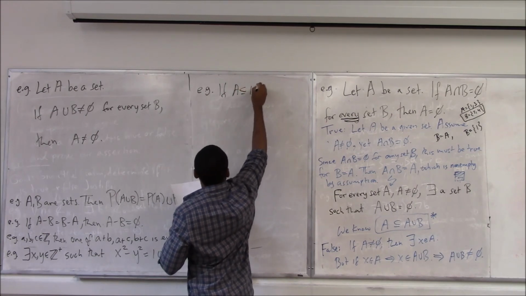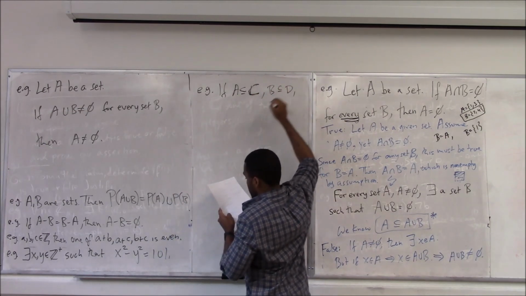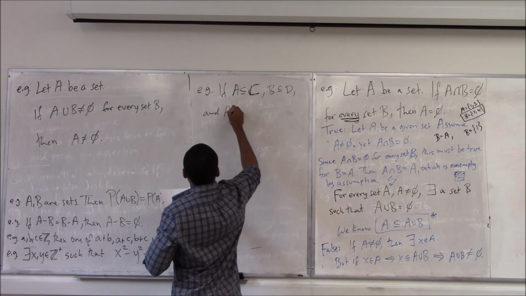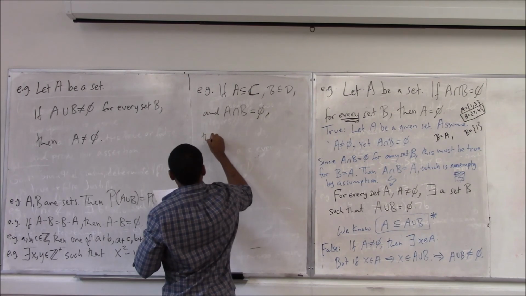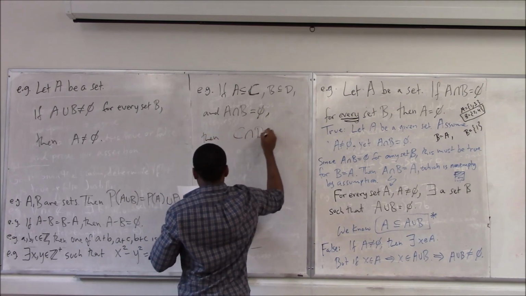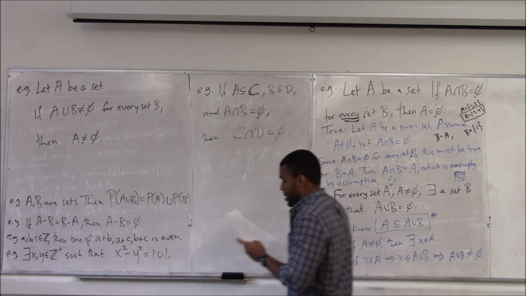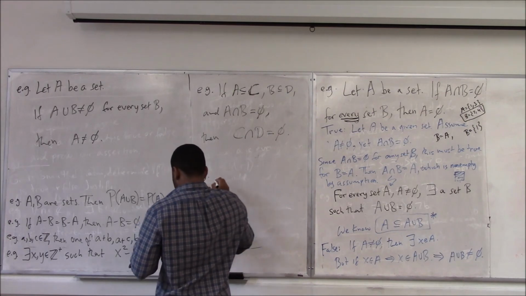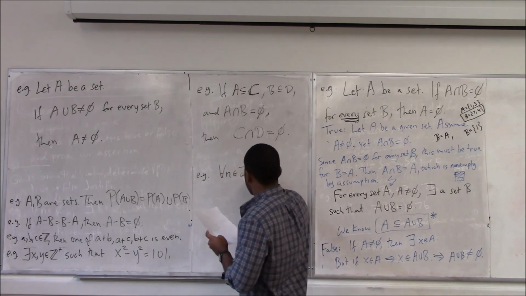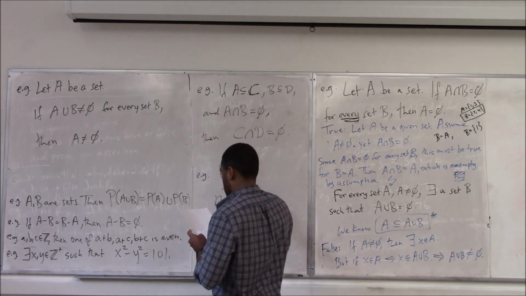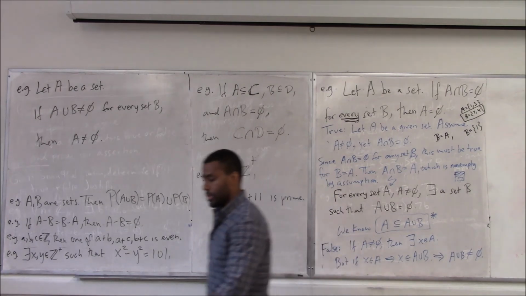Number 7. If A is a subset of C, B is a subset of D, and A intersect B is the empty set, then C intersect D is empty as well. Again, I'm not saying this is true, you have to tell me if it's true or false. And finally, for all positive integers, this guy here is prime. Very interesting claim to make.